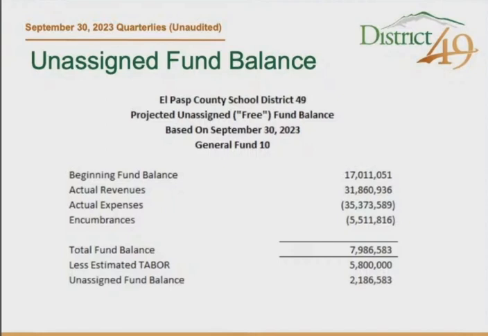So when you do the math on that, our total fund balance is almost $8 million. If we take away the estimated TABOR reserve that we're required by the state of Colorado to do of $5.8 million, that leaves an unassigned fund balance of $2.2 million.